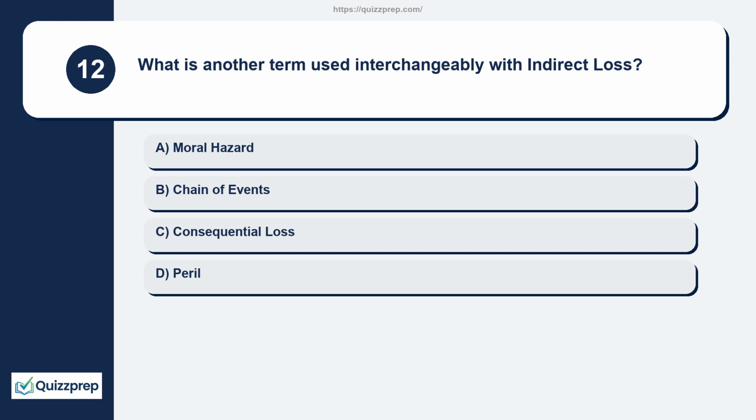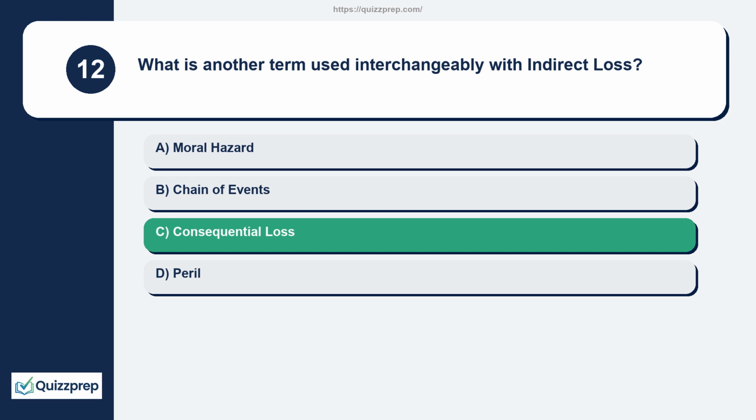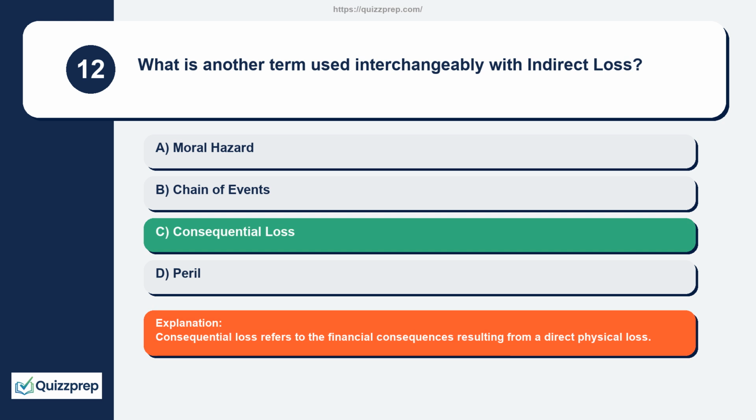Question 12. What is another term used interchangeably with indirect loss? Moral hazard, chain of events, consequential loss, peril. Consequential loss refers to the financial consequences resulting from a direct physical loss.